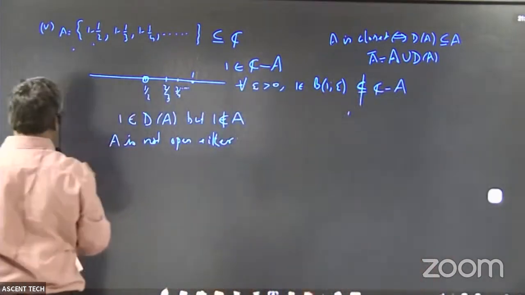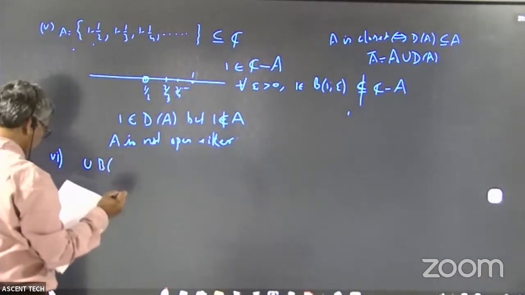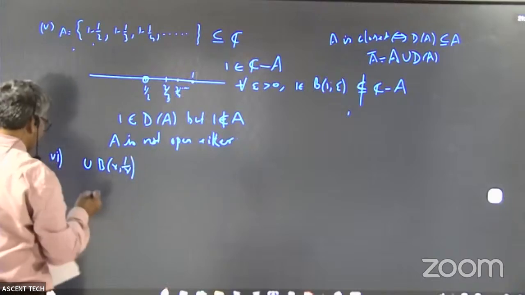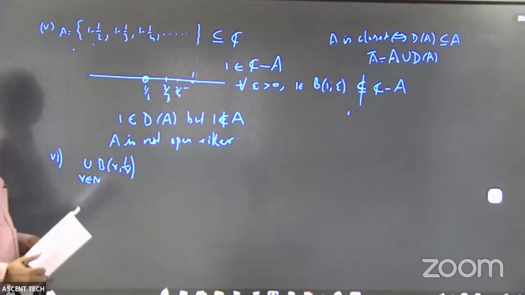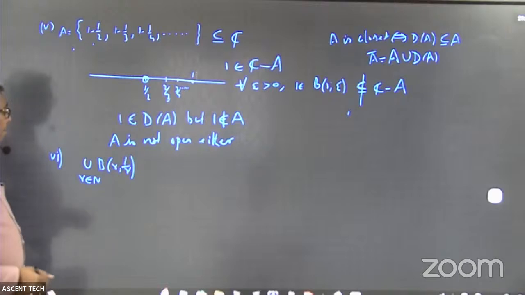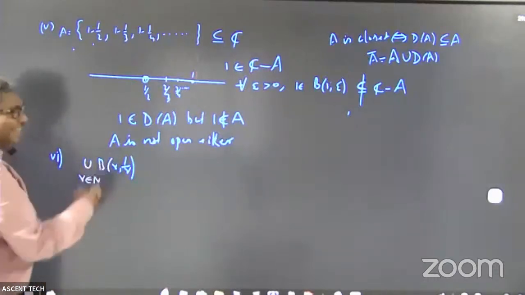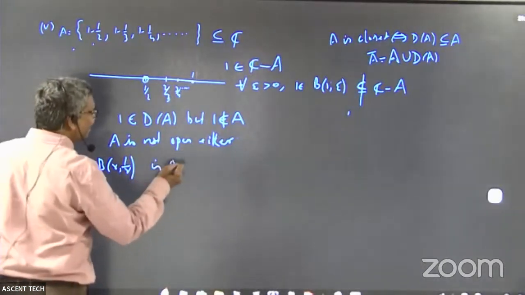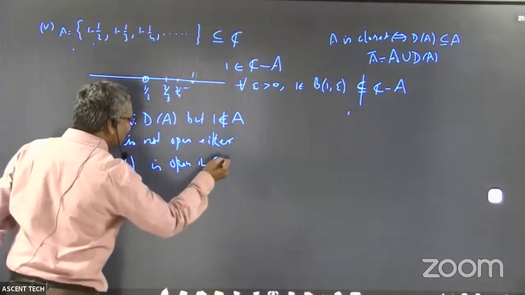One more. What about A union B, R comma 1 by R? Some silly example I have taken where R is a natural number. Is it an open set in C or not? Yes, it is open. Each of these balls are open sets, so the whole thing needs to be an open set in A. It is open in C. Ridiculous, easy problem.